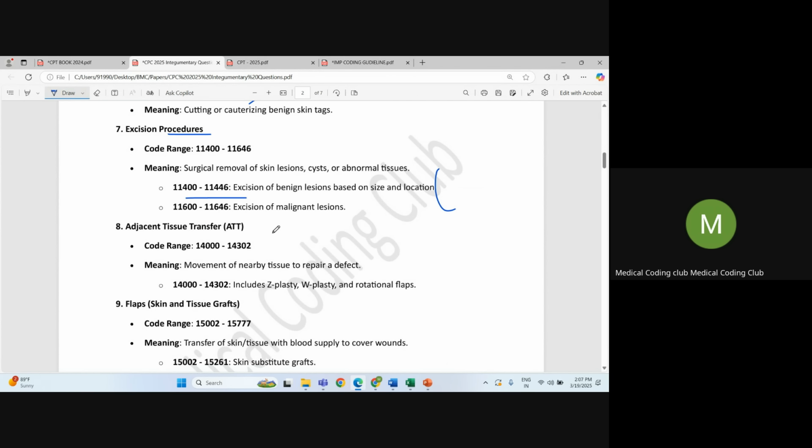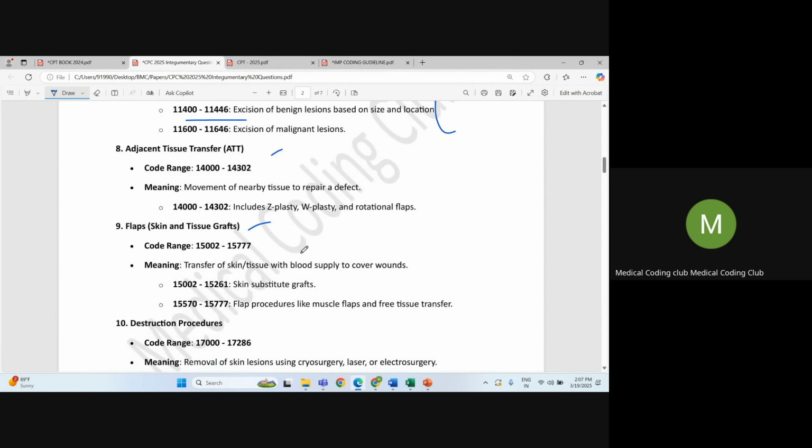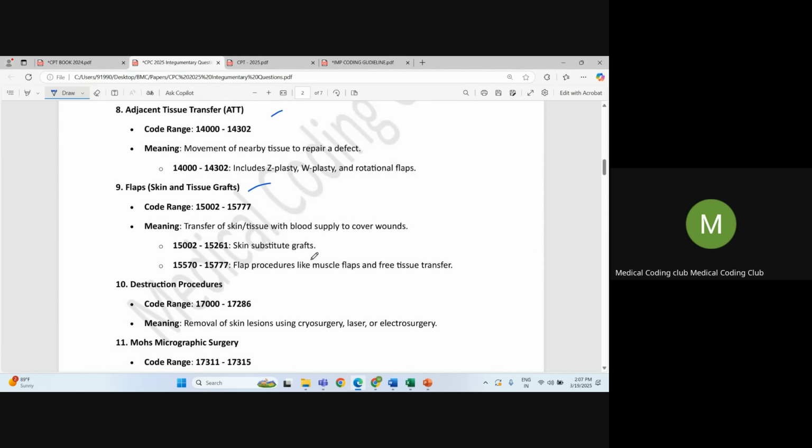Next, ATT procedure. In ATT also, we will check the square centimeters, how much adjacent tissue transfer they did, or what type of plasty they utilized. Based on that, we will code. Next, flaps. For flaps, we have different grafts. We have to check what exact graft they took or did. Based on that, we will be able to code the flap procedure.